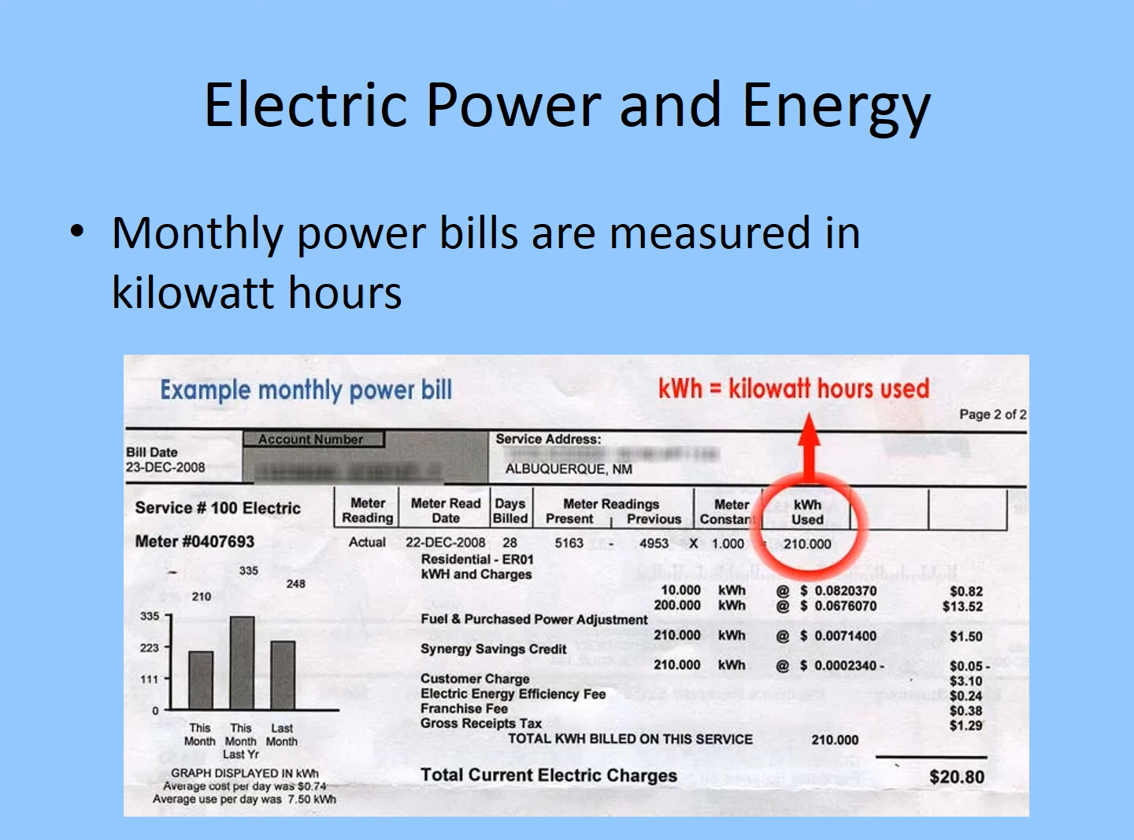So electrical energy is important because this is actually how people's power bills are figured out. The power company has a certain amount of money for every kilowatt hour used. They know how many kilowatt hours you use each month, and so that's how they figure out how much to charge you every month.